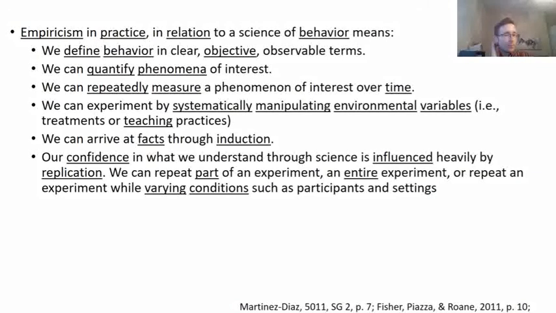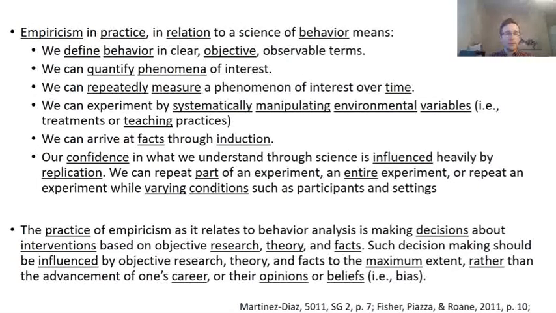So, for example, we can repeat part of an experiment, an entire experiment, or repeat an experiment while varying conditions, such as participants and settings. So it's important that science replicate findings, and that we don't put too much confidence in a single study's findings. All right, that's all consistent with empiricism in practice, especially in relation to a science of behavior.